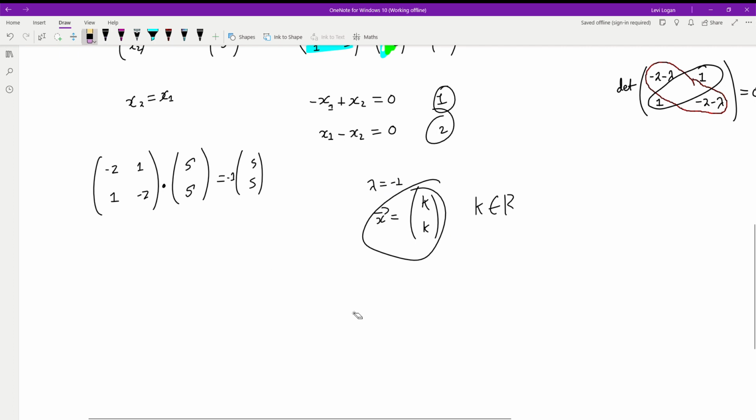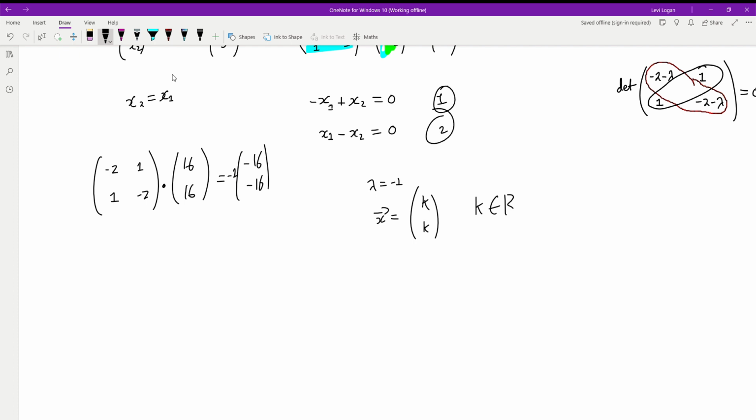For example, let's say we chose a different set of numbers. Let's say we chose 16, okay? If you put that into your calculator, as long as the x and y components of this vector are the same, you're going to get -16, -16. Now, you take out a common factor of -1, which is your eigenvalue, and you get a multiple of that vector, which is an eigenvector. So this is your first eigenvector, okay? That's your first general form.